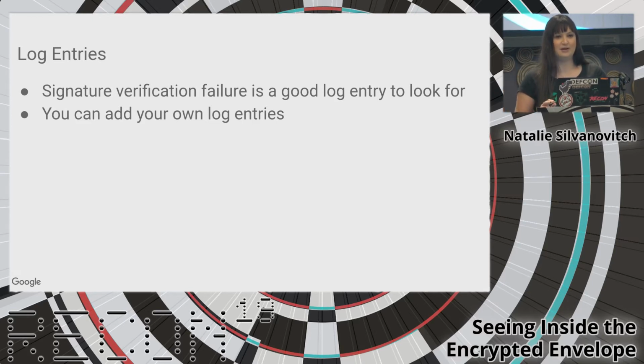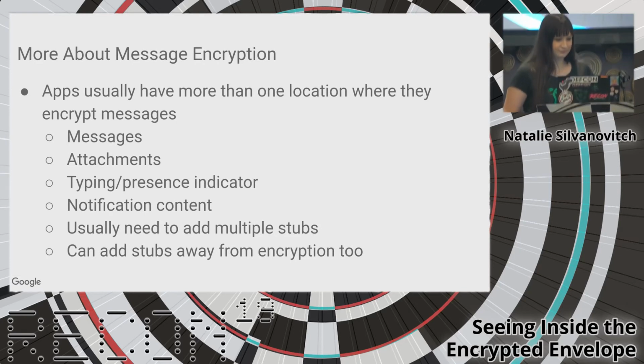So yes, I found that after looking at this, signature verification failure is actually a pretty good place to start looking, just because it is on the wrong side, but if you can figure out where the signature fails, maybe you can then look for similar code where it gets signed, and then that's where you need to put your stuff in. And of course, in Java, it's very easy to add your own log entries.